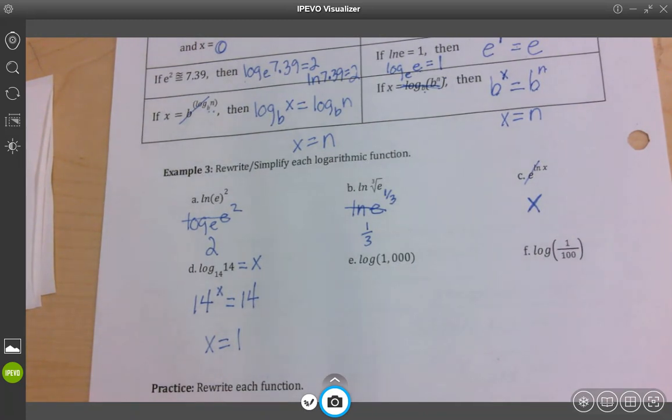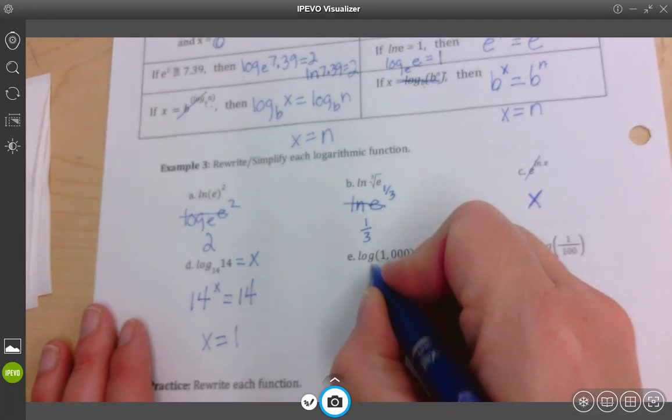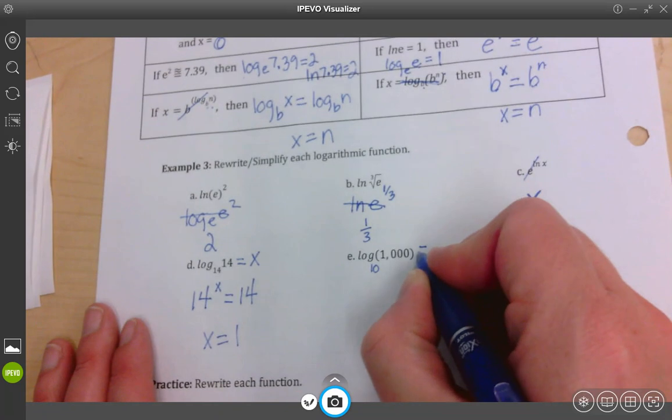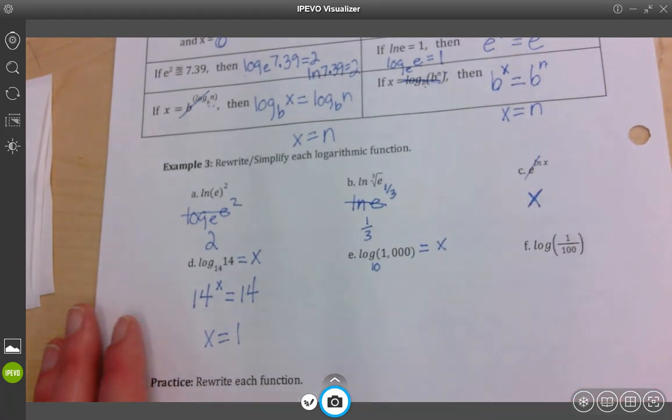All right, look at E. I don't see a base. What's the base? 10. I'm going to do the same thing. I'm going to put equals x after it so I can rewrite it. Can you try to rewrite it and then see if that helps you solve it? And then the same thing with F. Try E and F. The parentheses don't matter, right? Okay.